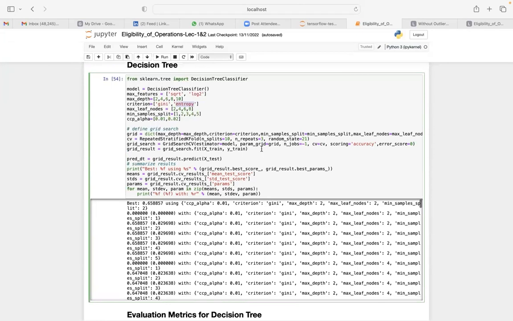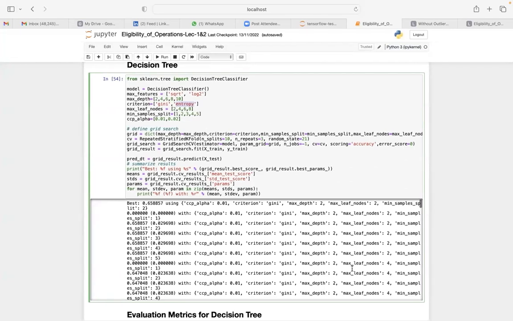One node will contain one depth, up to maximum level 10 depth. That means 10 small decision trees are connected all together to find the best possible outcome based on the criteria, which is Gini or entropy. Minimum sample split that it is taking. So each time it is taking a split of samples, a minimum of 1, 2, 3, 4, 5 up to 5 samples.